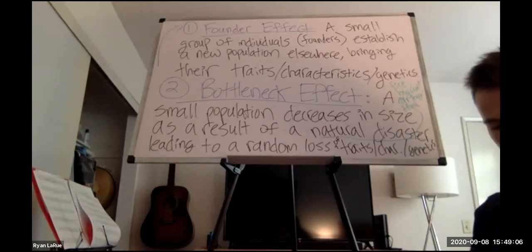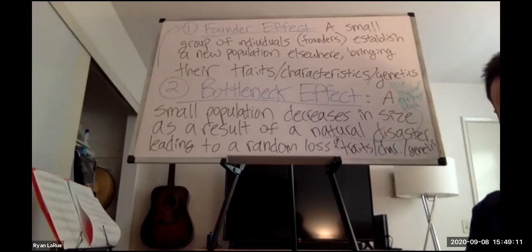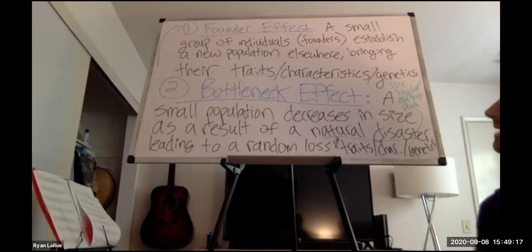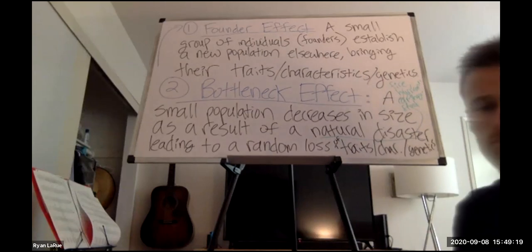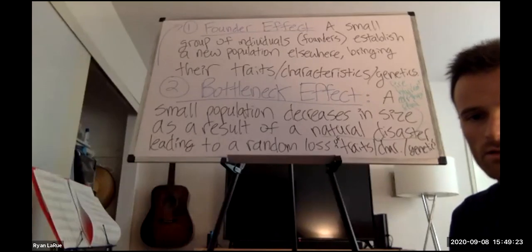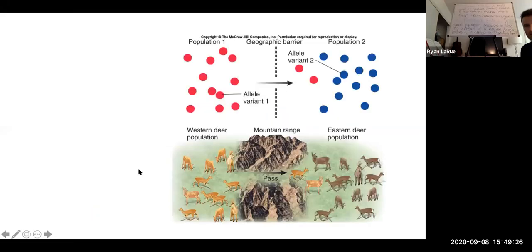Okay, there's one more mechanism that can drive evolutionary change in a population, and it is called gene flow. Here's the picture.